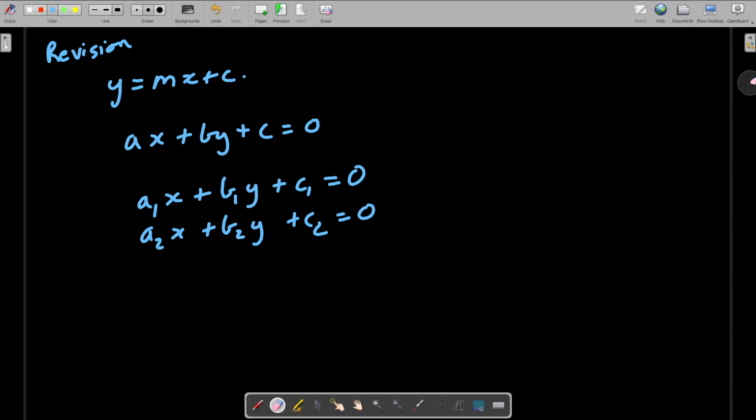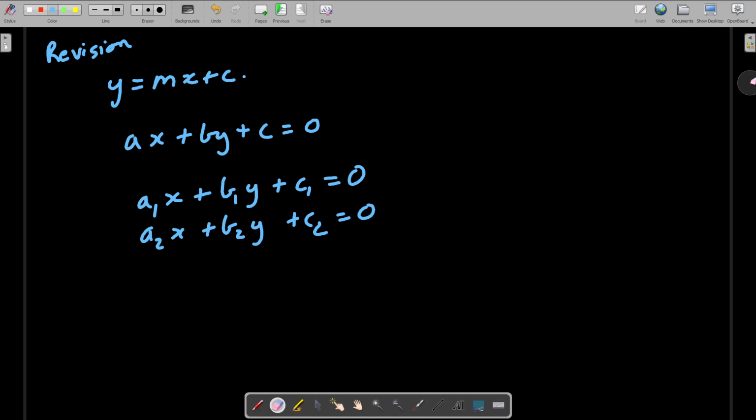Let me frame the question the other way around. What do you mean by two lines intersecting? What do you mean by point of intersection? That point of intersection will lie on both the lines, so that point x comma y should satisfy both the equations. So basically you are looking for a common solution of both the lines. Here you have a system of equations in two variables.